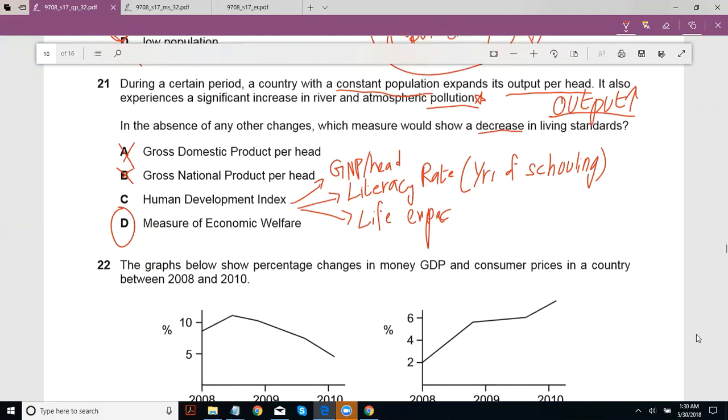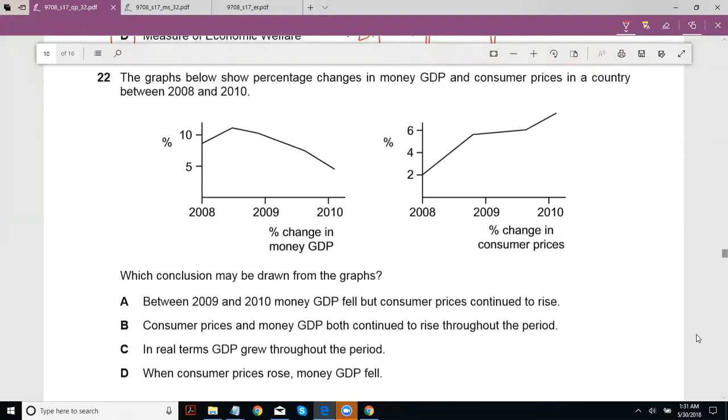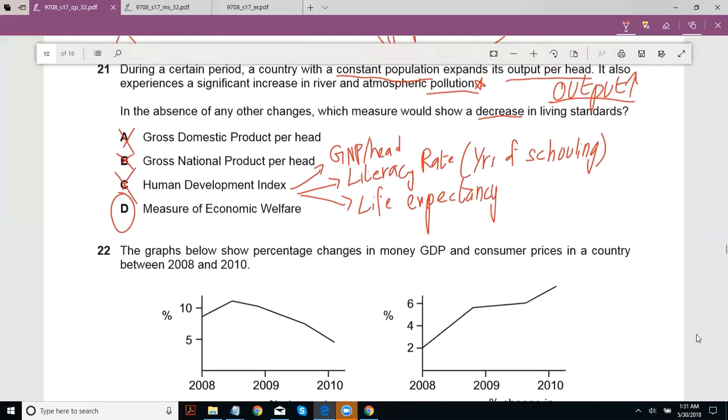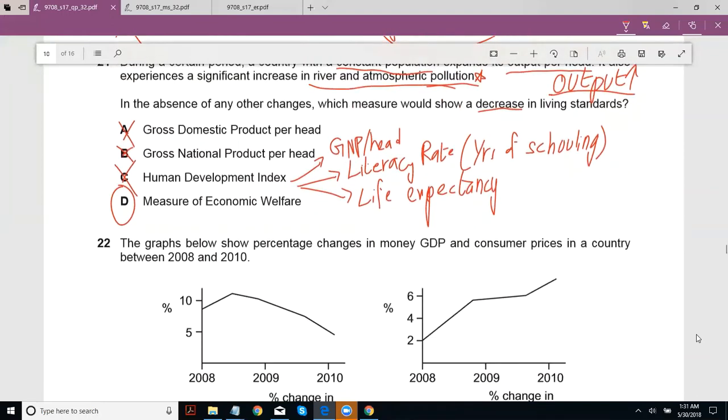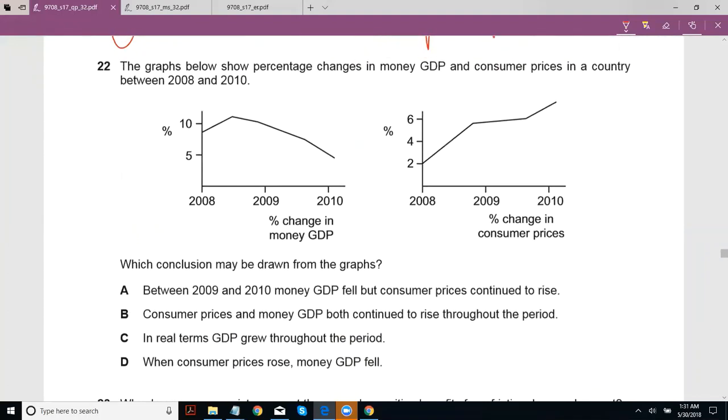So it clearly doesn't look at river and atmospheric pollution, right? So since it doesn't look at that, you can cross it out. Measure of economic welfare does look at such things, so that's why it's going to be your answer. Because even though output shows an increase in living standards, river and atmospheric pollution can override that increase in output by showing a decrease in living standards.